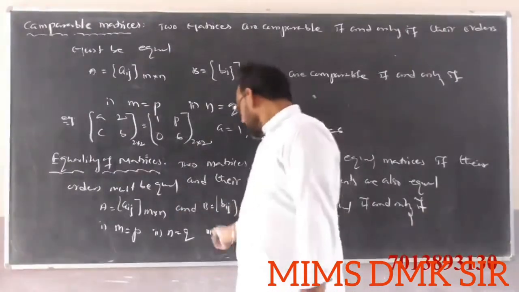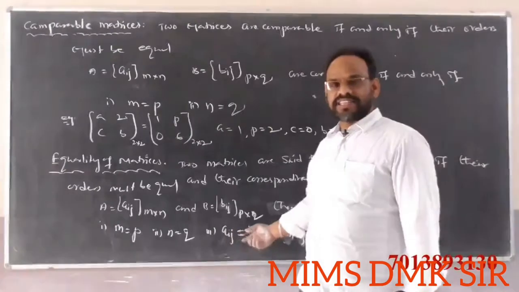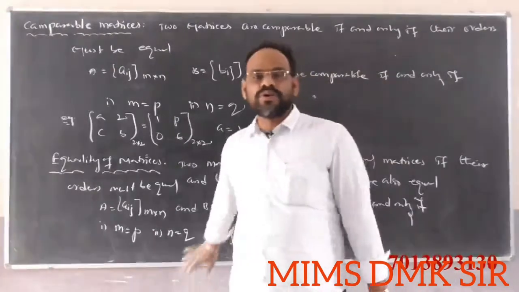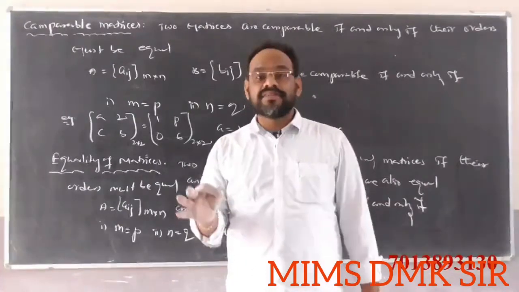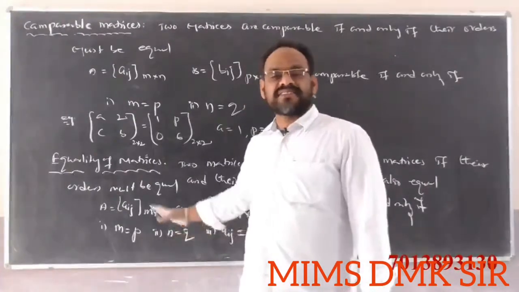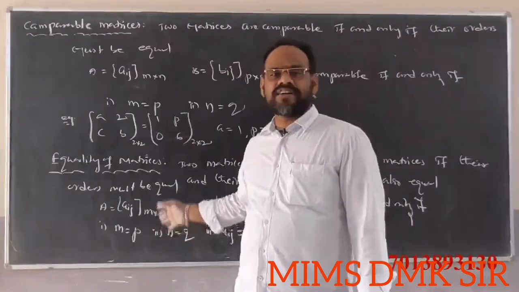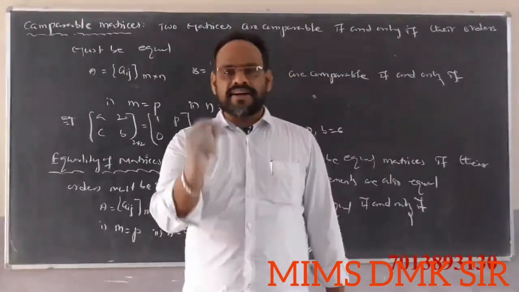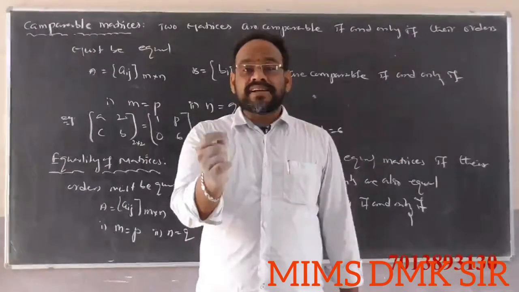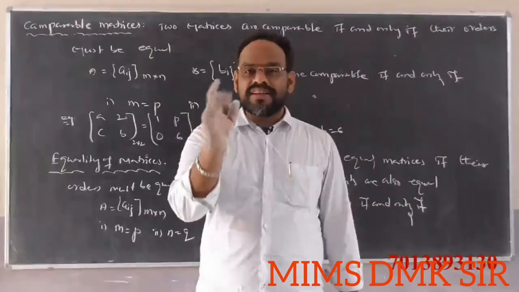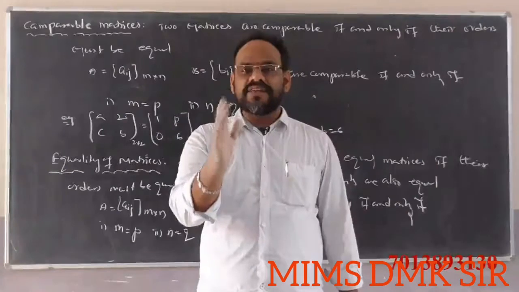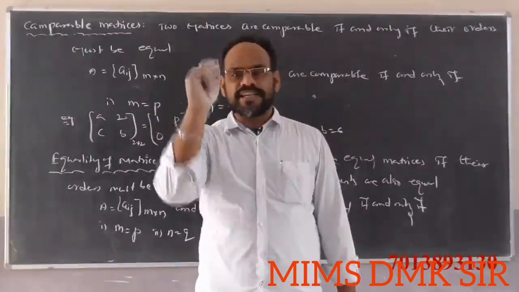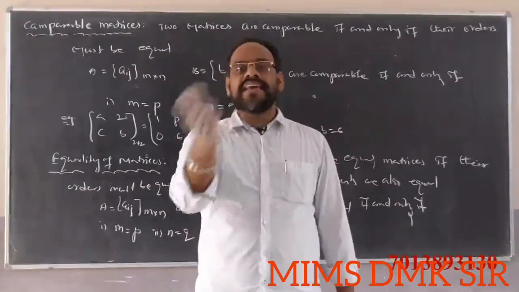So if I say element A equals B, then for all i, j elements are equal. Two matrices are said to be equal matrices, or equality of matrices, if their corresponding elements are equal, and their orders must be equal. Their orders must be equal and their corresponding elements also equal.